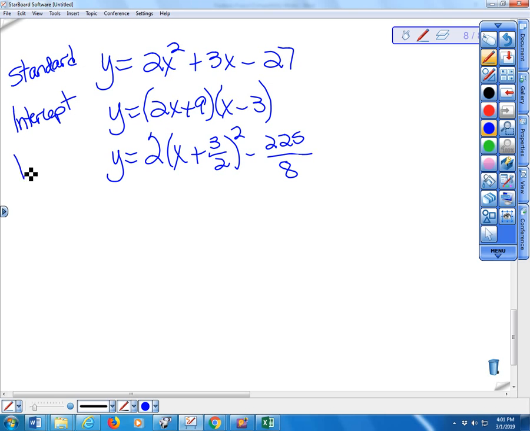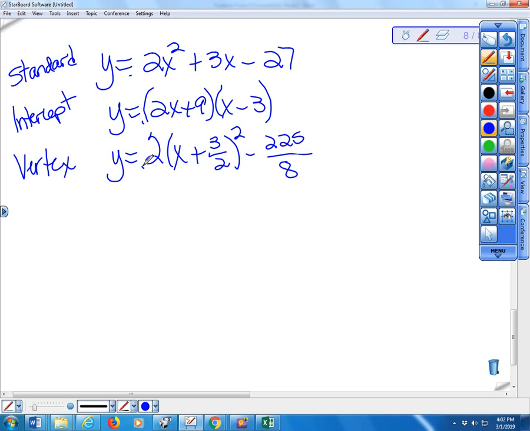This is vertex form. Okay? The thing is, all three of these are the exact same parabola. If you type this in the graphing calculator, or you type this in the graphing calculator, or you type this in the graphing calculator, your parabola will be identical. There's just three different forms.